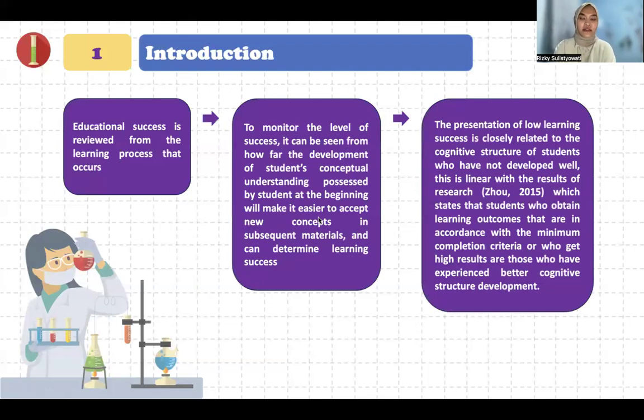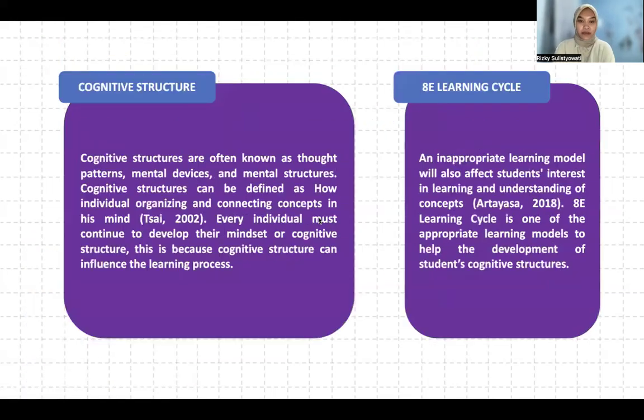Learning success is closely related to the cognitive structure of students, which has not developed well, and this is linear to the result of research by Zhou in 2015, which states that students who obtain learning outcomes in accordance with the minimum completion criteria, or who get high results, are those who experience better cognitive structure development.